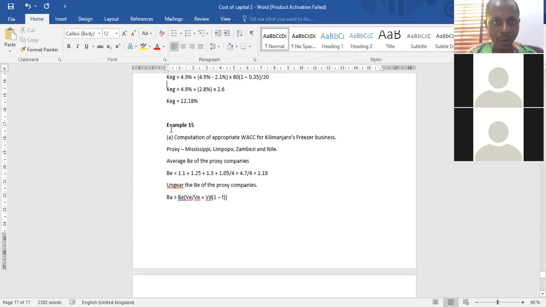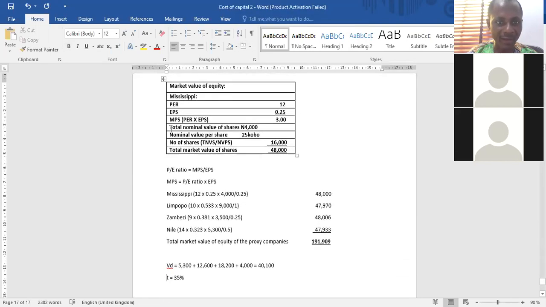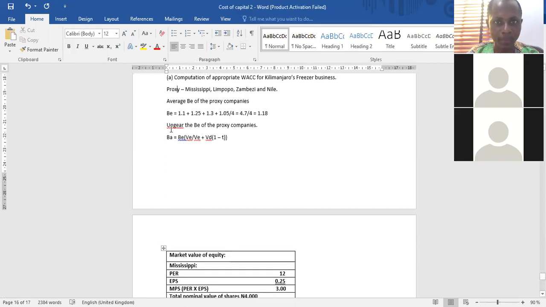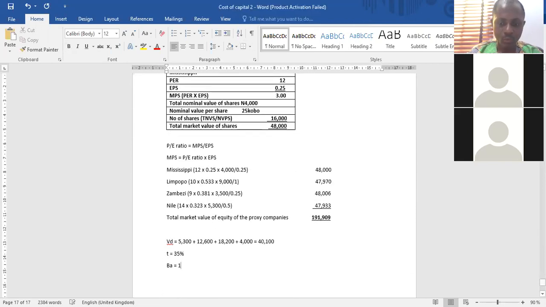Therefore, our beta of assets will be equal to what we have up there as our beta of equity, 1.18, times the market value of equity, 191,909, all over 191,909 plus 4,100 into bracket 1 minus 0.35.